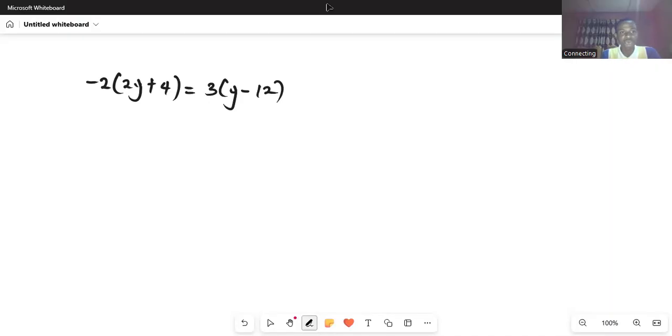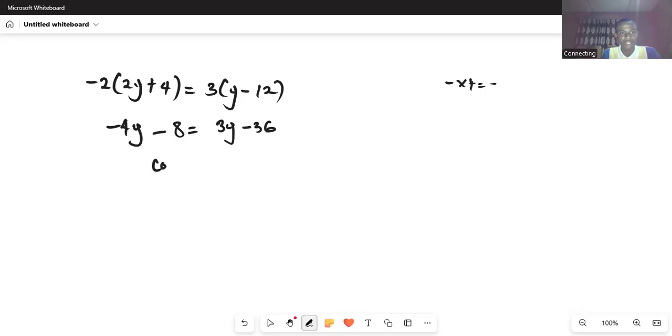So if you use -2 to multiply 2y, it gives you -4y. -2 to multiply +4. From our knowledge of minus times plus, which gives us minus, 2 times 4 will give us 8, equal to 3 times y, 3y, 3 times -12. This is another mistake students make. They will forget the minus and just say 3 times 12, 36, and they will just write it there. 3 times -12 will give you -36.